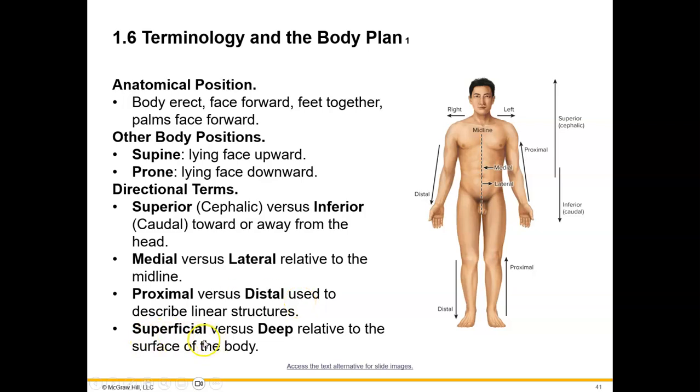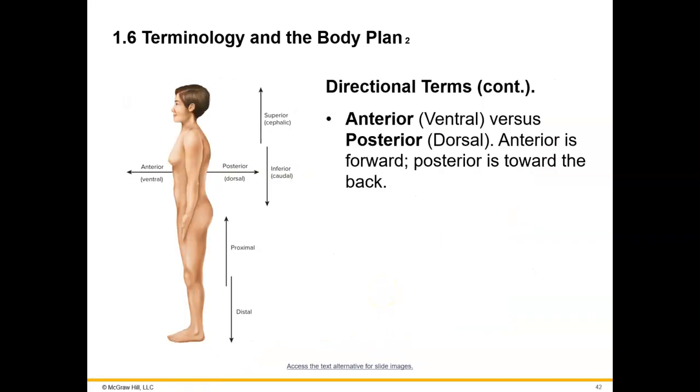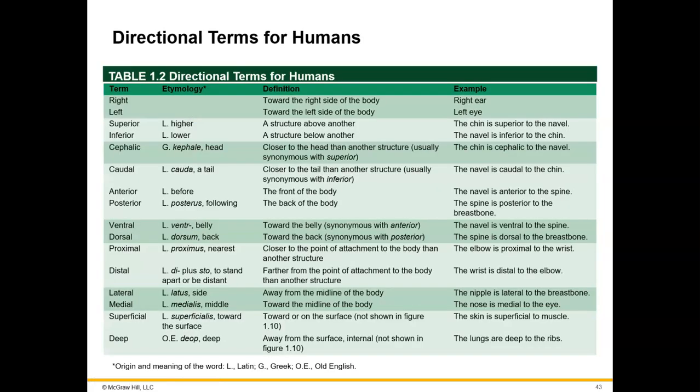Superficial means closer to your skin, closer to the surface, and deep means further in. A superficial cut is a very small cut, maybe like a paper cut. If you're injured and you get a deep cut, that's going to go into the muscle tissue and maybe further. We also have the terms anterior or ventral, which are toward the front or stomach area. Posterior or dorsal is toward the back area. Okay, so anterior and posterior are the terms I normally use.